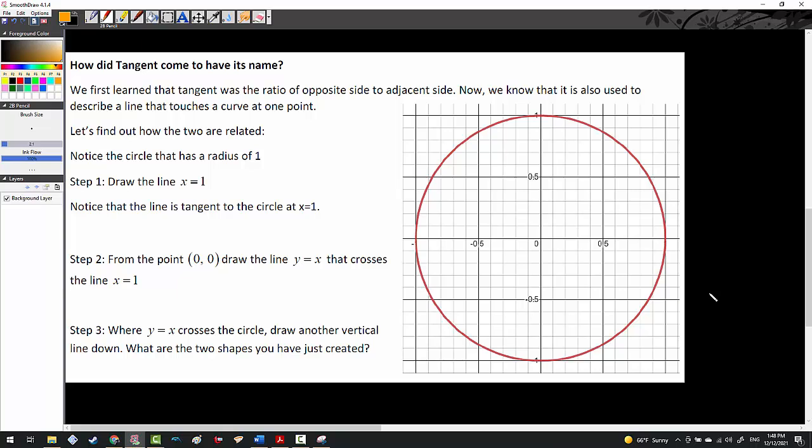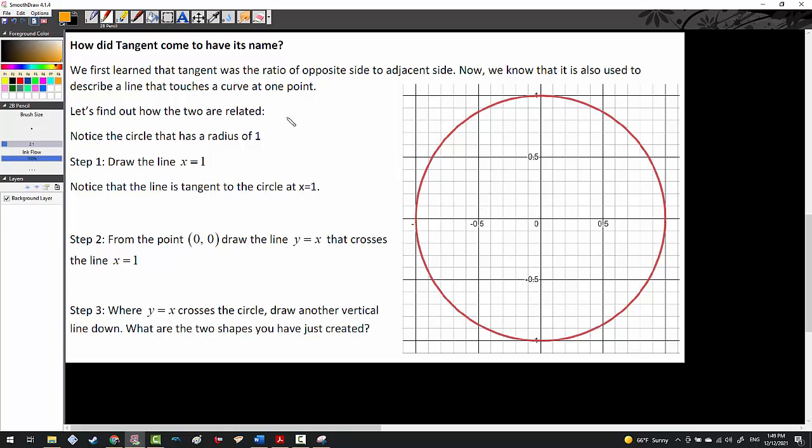What's always interesting is how tangent came to have its name. Back in this class, we learned that tangent was known as the ratio of the opposite side to the adjacent side. And now we know it's also used to describe a line that touches a curve at one point. And so this is just one of the ways that tangent has received its name. But let's find out how the two are related, the notion of tangent line versus opposite over adjacent.